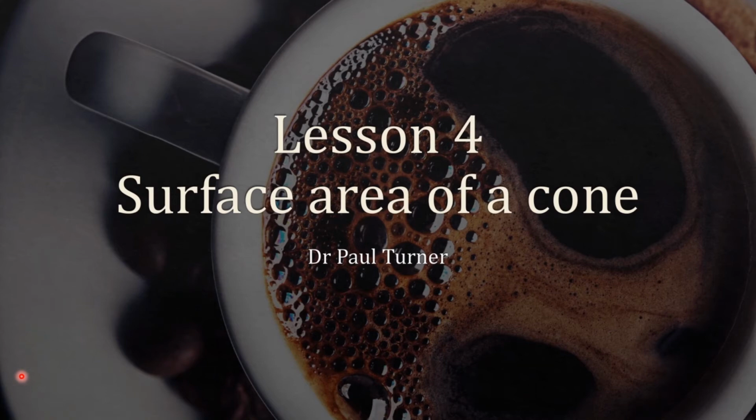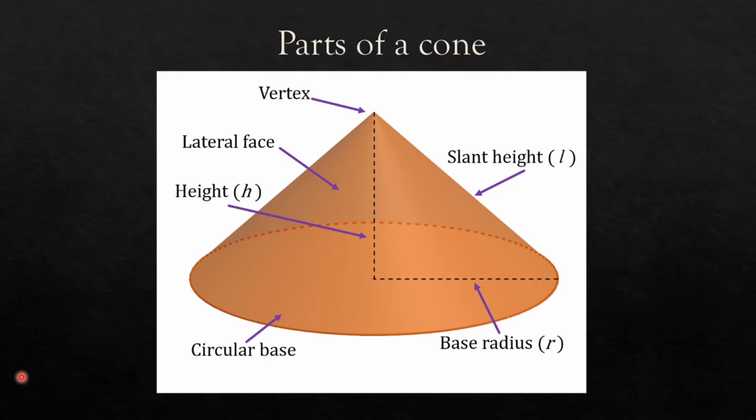This is lesson 4, the surface area of a cone. First, let's review the parts of a cone. The top point of a cone is called the vertex. The slant height is the length of the side. The lateral face is the curved area.